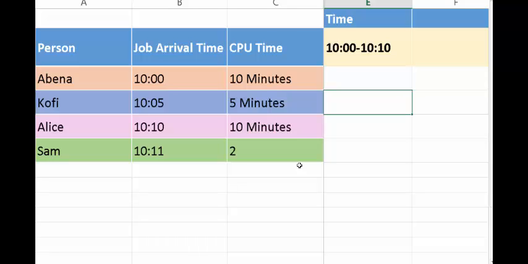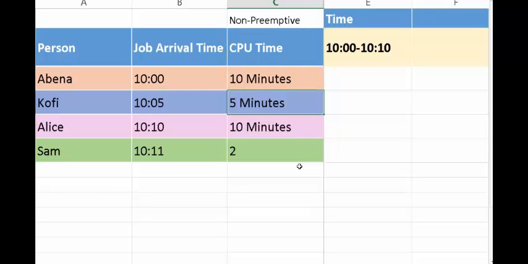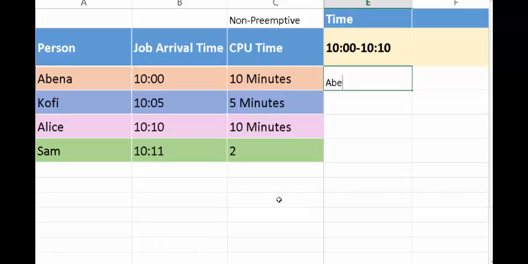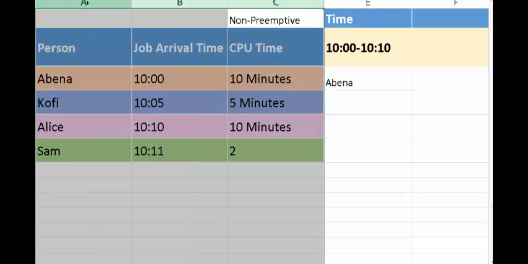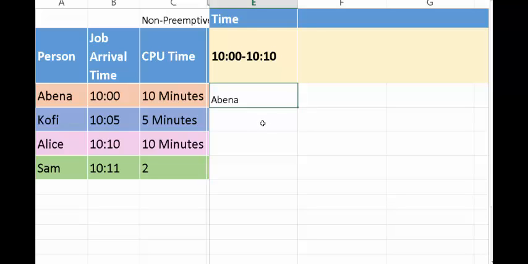In the meantime, let's take Kofi. Kofi came in at 10:05, but in this case we are talking about non-preemptive. If Kofi was not allowed to interrupt in any way, Abner would be the only person working, and she would work for that amount of time. So Kofi would have to wait while Abner was working. That's 10 minutes for Abner, non-preemptive.